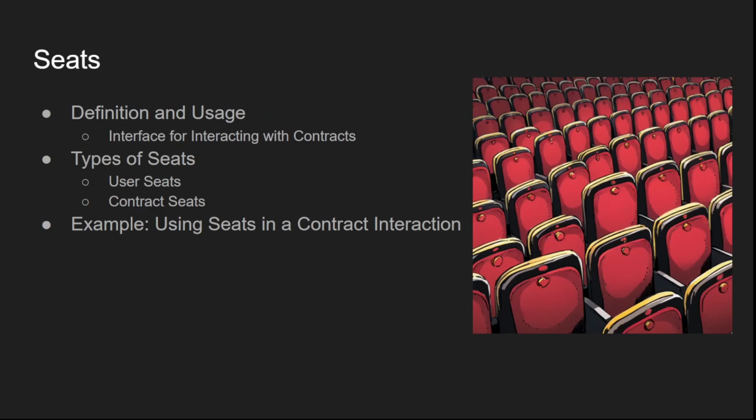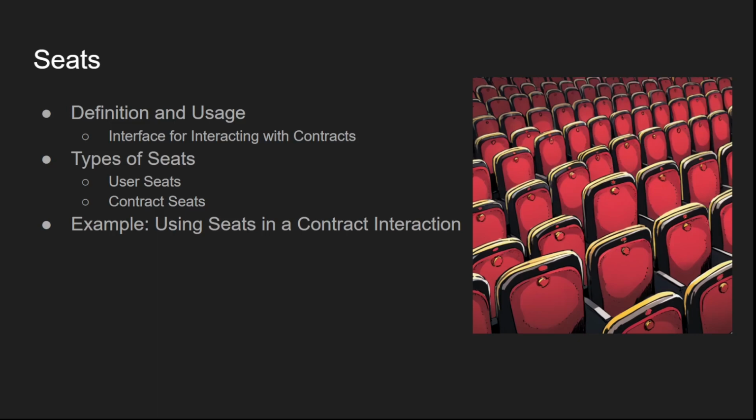A seat is an abstraction used in Agoric to represent a position within a contract where users or other contracts can sit to perform actions. It serves as an interface for interacting with the contract, allowing users to make offers, receive payouts, and track the status of their interactions. Seats are typically used to manage the flow of assets and information between users and the contract, ensuring that all operations are handled securely and transparently.